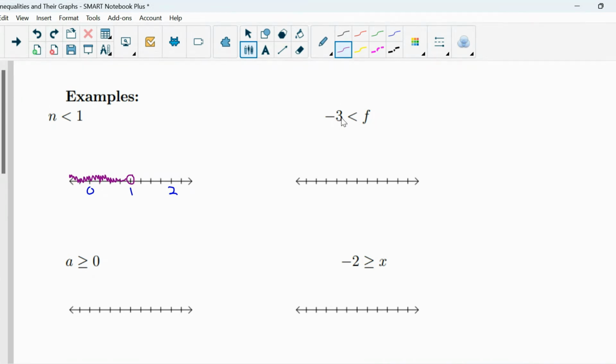On to our example with -3 here. We have -3 is less than f. If we would like, we could go ahead and rewrite this so that f is on the left side of our inequality. f is greater than -3. Okay, this will help us with our graphing process.